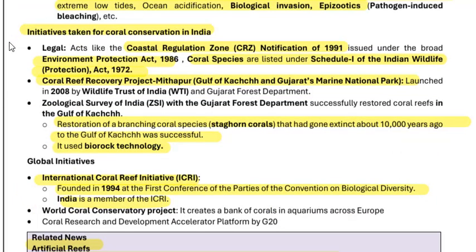Next are the initiatives taken for coral conservation in India. First are legal initiatives, acts like the Coastal Regulation Zone. These are not important.